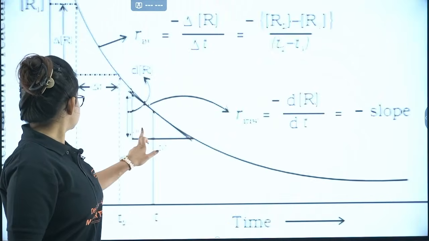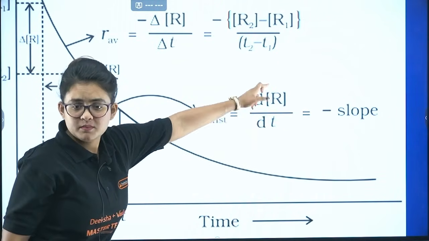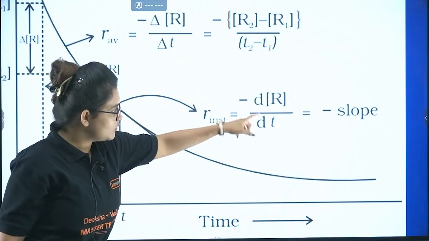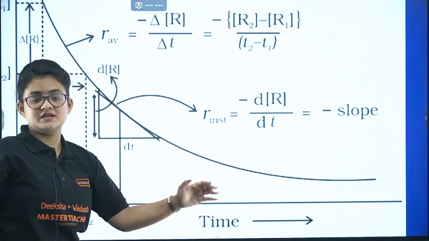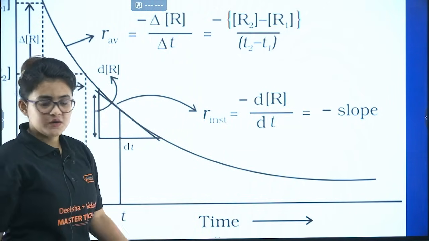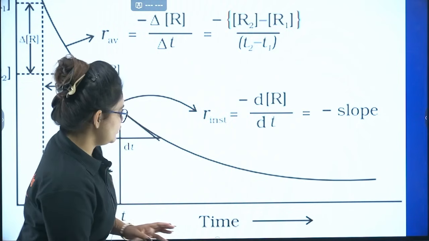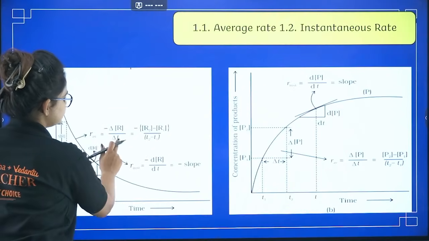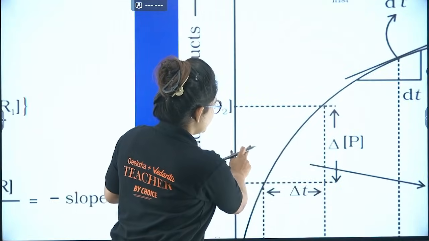What is there on the y-axis? Concentration of reactant, so it is the concentration of reactant by dx, right? And there is a minus, because the concentration of reactant decreases with time, that's why the minus sign comes. So that is nothing but the negative of the slope. I guess it's clear to you. Let's proceed. Here you can see this is a product graph.